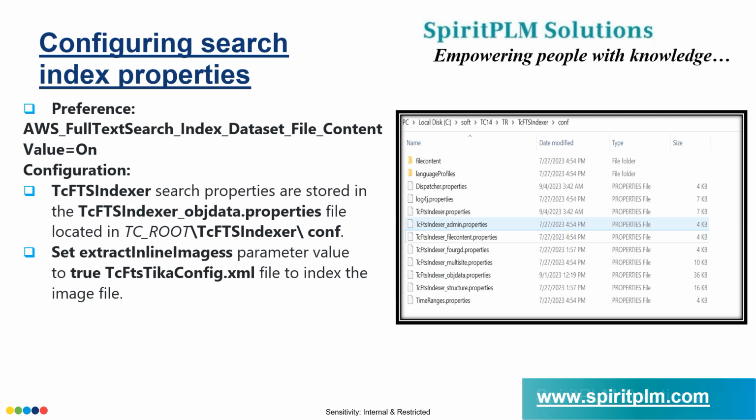Inside this file you can set the parameter. For example, if you want to index the data based on image files, suppose you have some images and you want to index the image files, at that time you need to set this parameter as true. There is one parameter, point number 2, you can see: set extract inline images parameter value equal to true, which is in this particular properties file called TcFTSIndexer.